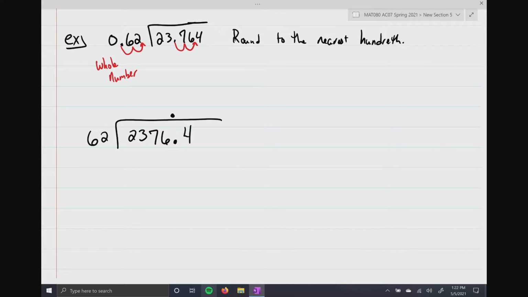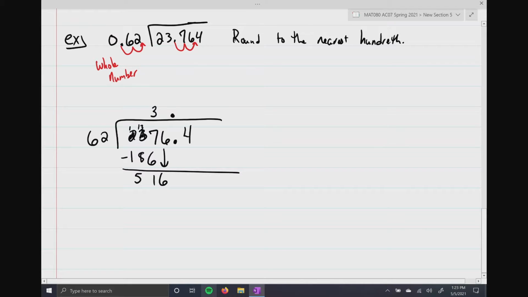So from here, all I got to do is divide. 62 does not go into 2. It does not go into 23. But it definitely goes into 237 3 times. So 3 times 62. My 8s have been looking a little sideways today. I don't know why. So 3 times 62 is 186. Now I just subtract. 7 minus 6 is 1. I got to borrow. 13 minus 8 is 5.